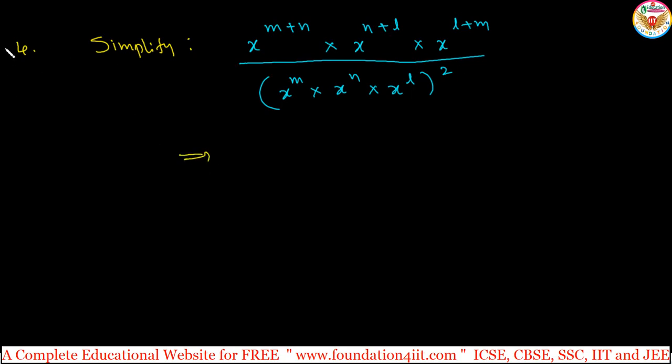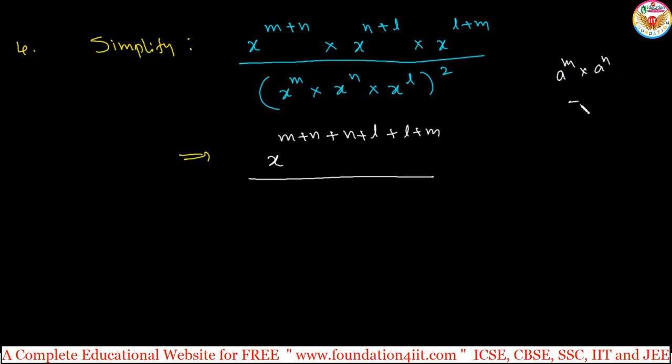Just only laws of exponents, the product law, quotient law or power law, we need to apply in this. The bases are same, right? All three bases are same. We can add the powers for the numerator part: m plus n plus n plus l plus l plus m. The bases are same, just you can add the powers. Okay, a power m into a power n, a power m plus n formula. A power m into a power n, that is a power m plus n, right?